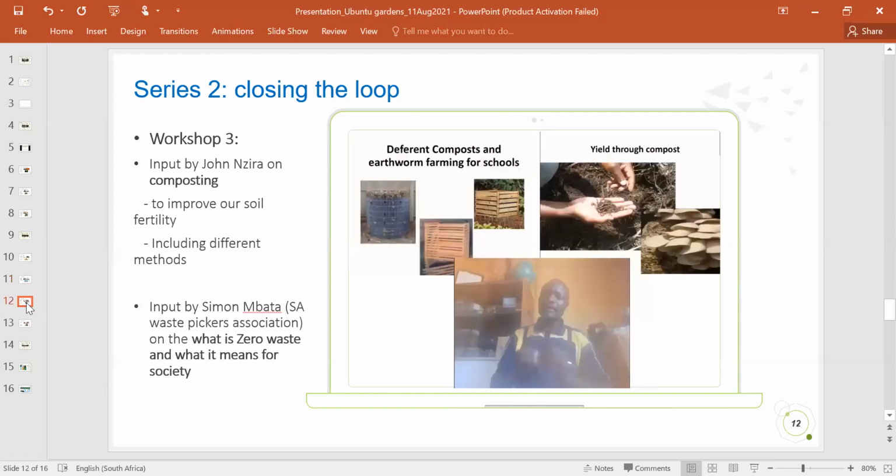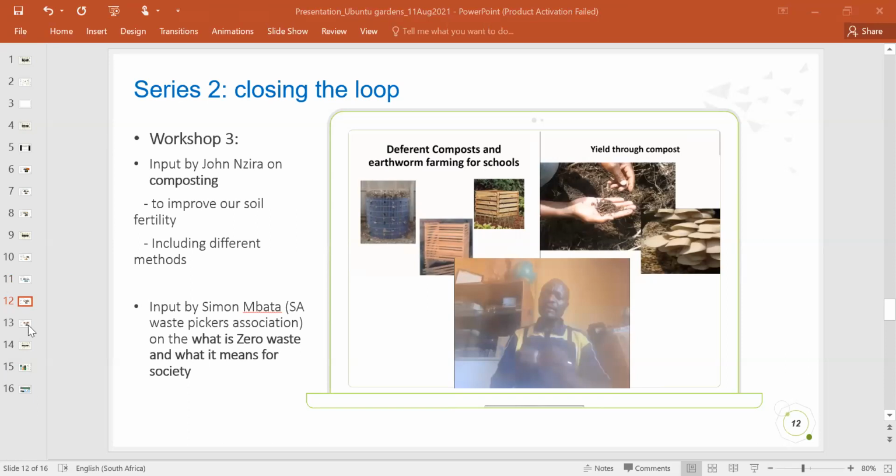And then the third workshop was on composting and zero waste. Here we looked at how we can compost to improve our soil fertility and the different methods of composting. And then we had some input from Simon Mbata from the South African Waste Pickers Association on what is zero waste and what it means for society.